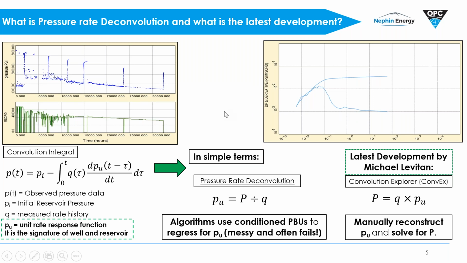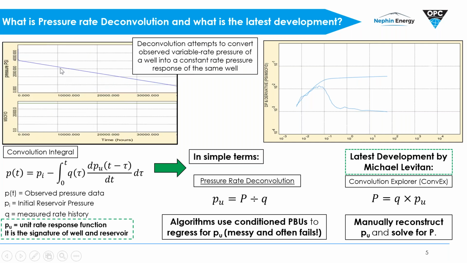Let me get rid of the blue arrow. So what is pressure rate deconvolution trying to do? Here we're trying to convert this data into this. What does deconvolution do? Deconvolution attempts to convert the observed variable rate pressure of a well into a constant rate pressure response of the same well. You can see here from the beginning of production, we're trying to see what the drawdown would look like if we flowed this well at a constant rate from 2015 to 2019.